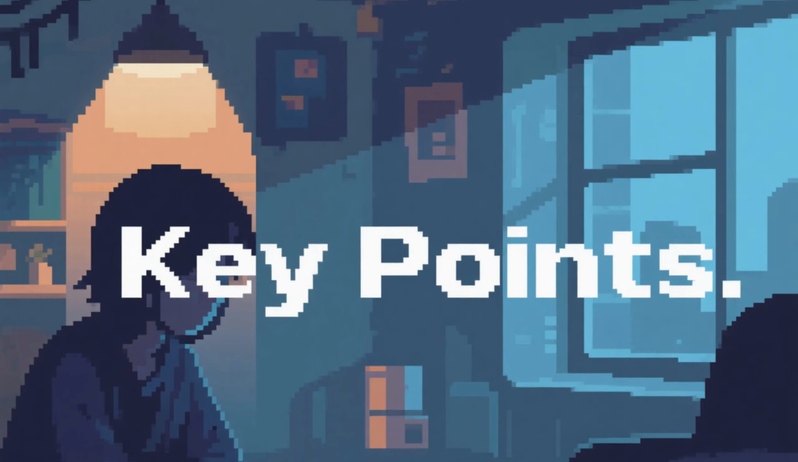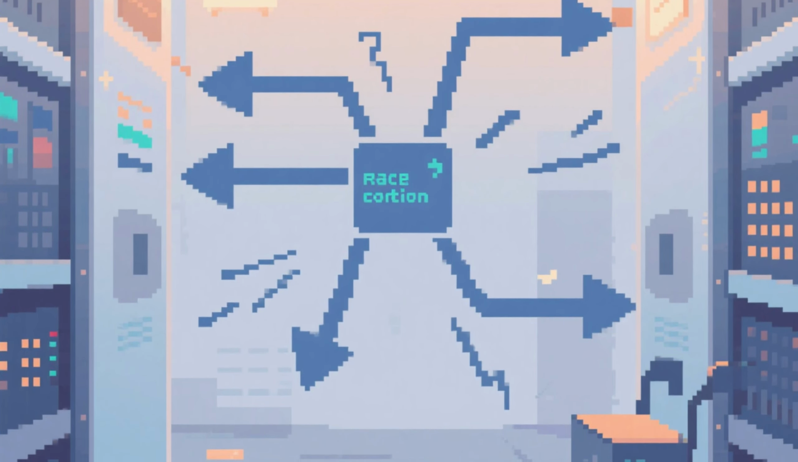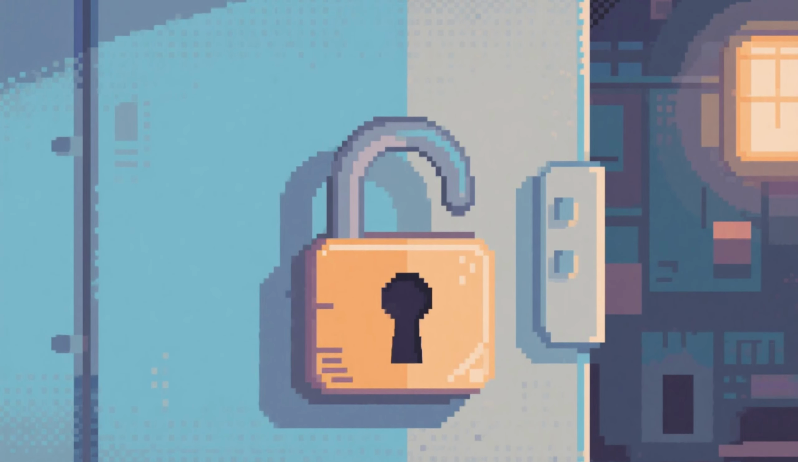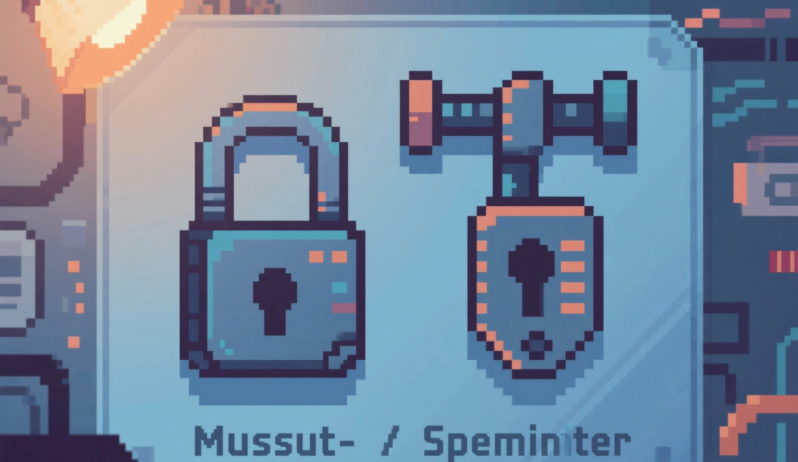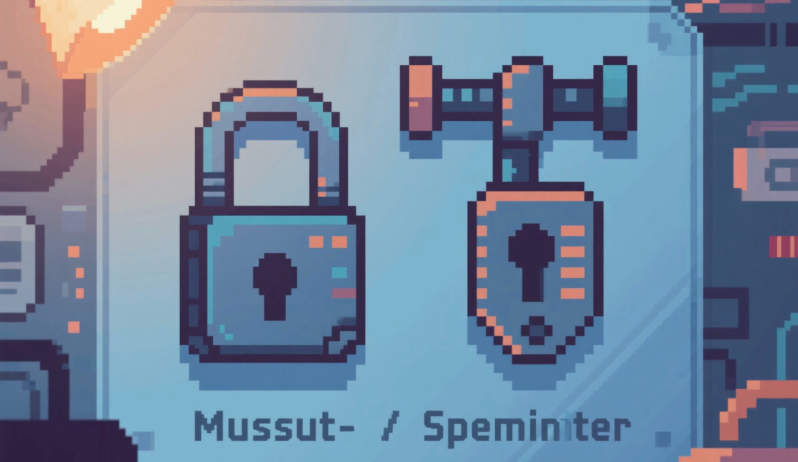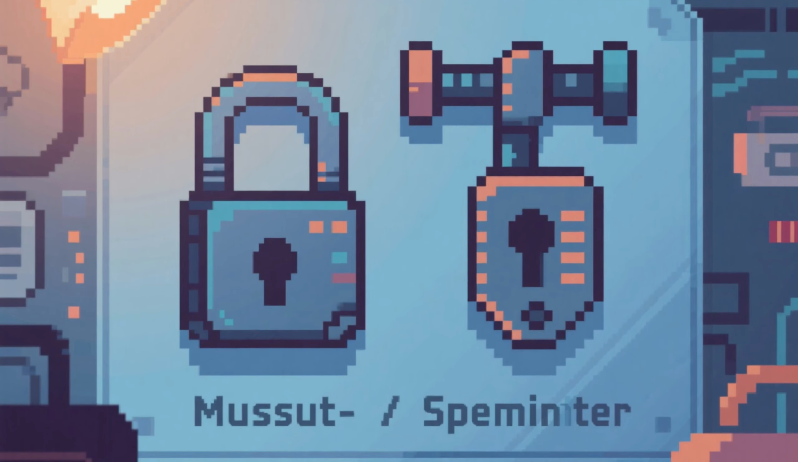Key points. Race conditions result from uncontrolled concurrent access to shared resources. Mutual exclusion is mandatory to preserve data integrity in critical sections. Mutexes and semaphores are foundational synchronization tools provided by the operating system, enabling developers to build reliable multitasking applications.